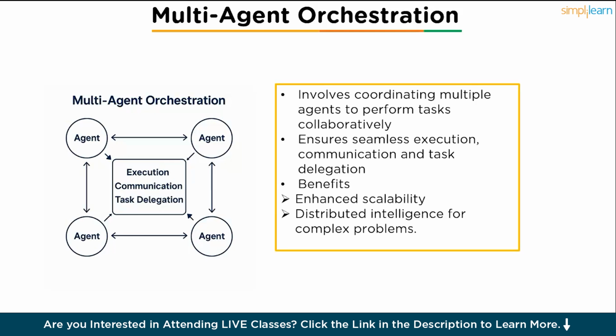Some of the key benefits if you use multi-agent orchestration are, first, enhanced scalability: distributing workloads across agents makes it easier to tackle larger tasks. Second, distributed intelligence: agents specialize in specific functions such as data retrieval, reasoning, or user interaction, creating a modular and efficient system. Thirdly, we have flexibility and modularity.